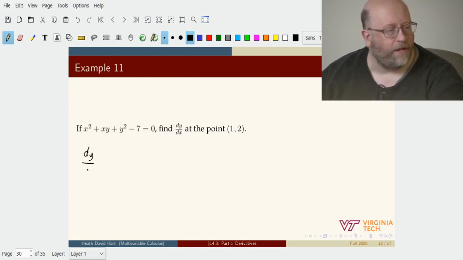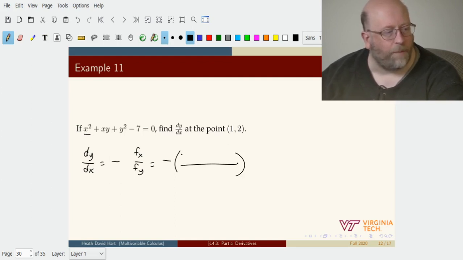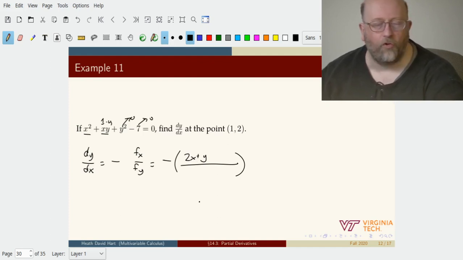So dy dx is the negative of fx over fy. So that's the negative of, let's take the partial with respect to x. With respect to x, x squared becomes 2x. xy becomes 1 times y. X goes to 1, y doesn't do anything. Y squared has no x in it, and so it goes to 0. And 7 has no x in it, so it also goes to 0. So we just get 2x plus y.